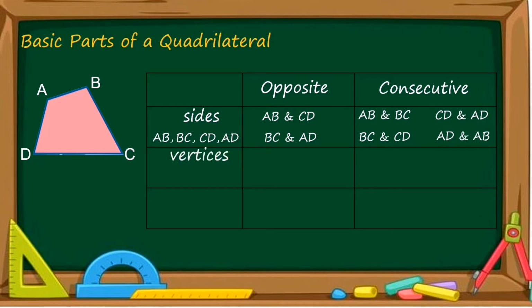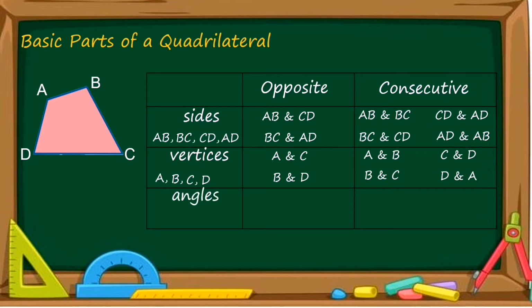Next part is the vertices. The vertices are A, B, C, and D. The opposite vertices are A and C, then B and D. The consecutive vertices are A and B, B and C, C and D, and D and A.